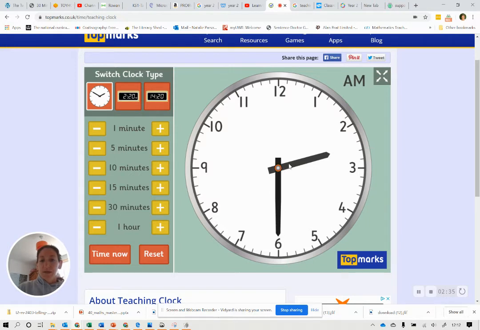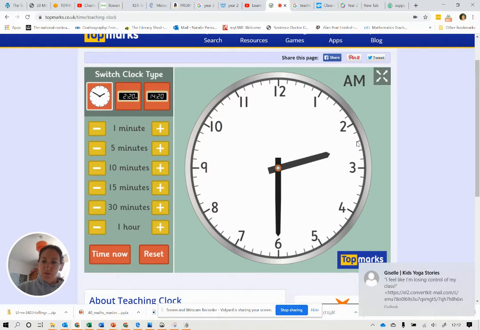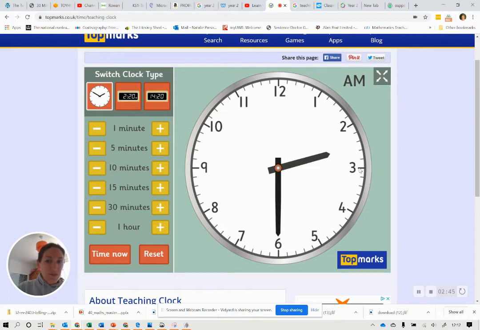Okay. Now, this hour hand has moved away from the 2, but it hasn't got to the 3. So if it's after the 2 but not before the 3, that means it's something past 2. Okay? And we know the minute hand has gone halfway round, which means it must be half past 2.